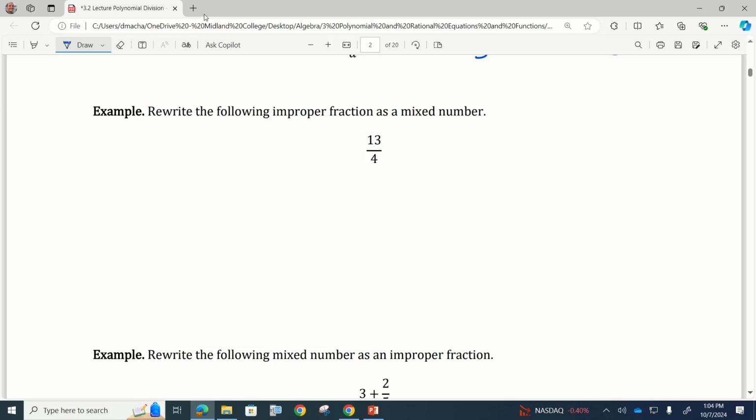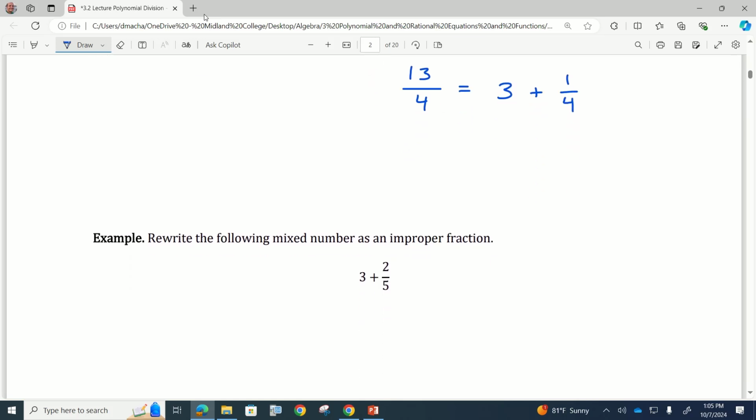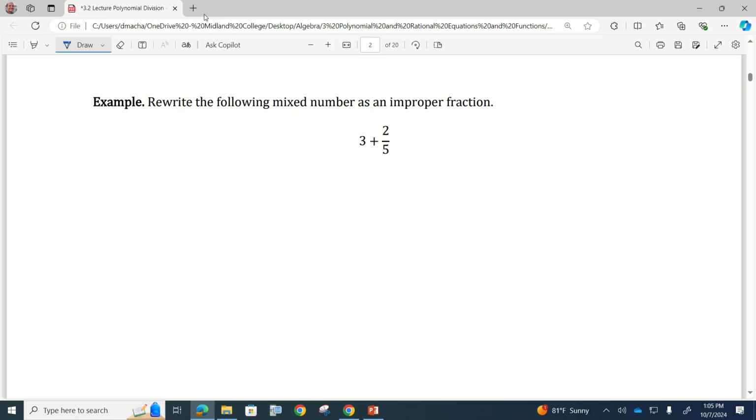If I wanted to write 13/4 as a mixed number, what would that mixed number be? Three plus 1/4. And if I wanted to write 3 plus 2/5 as an improper fraction, that would be 17/5.